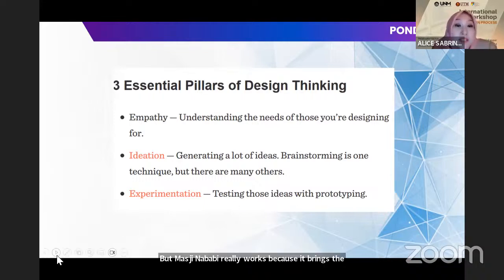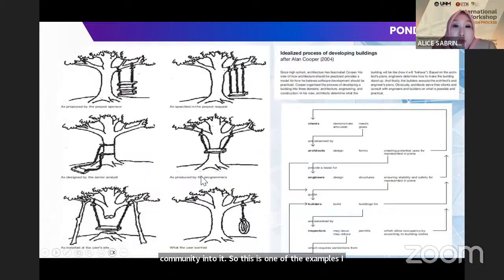And also experimentation, testing those ideas with a prototype. Okay, I'm giving you an example of a sea swing. You know swing?